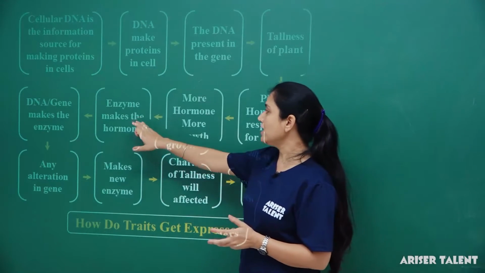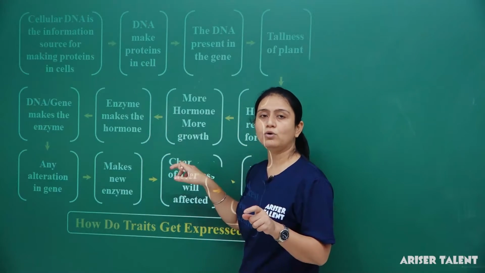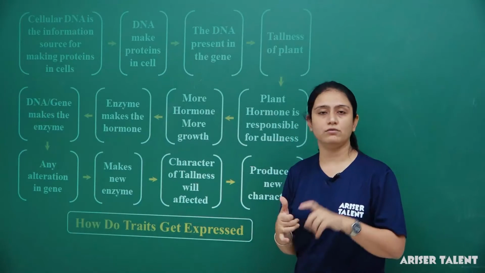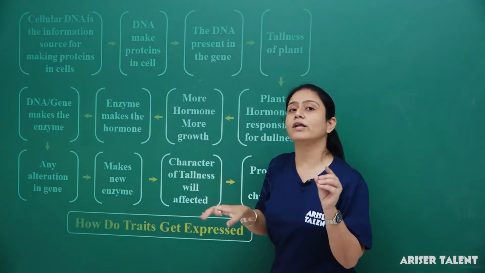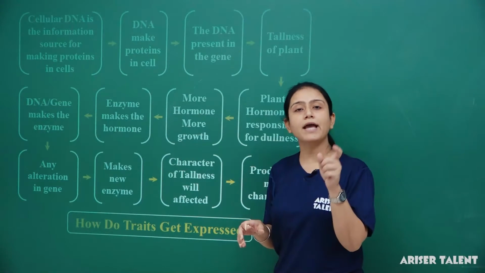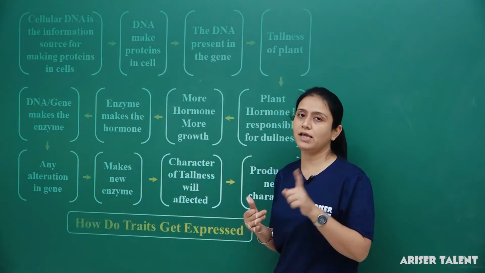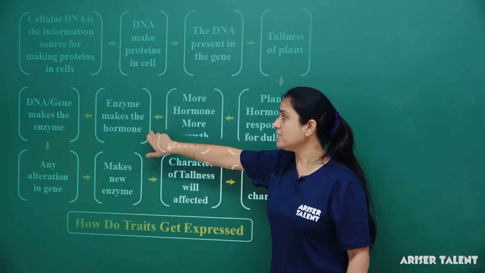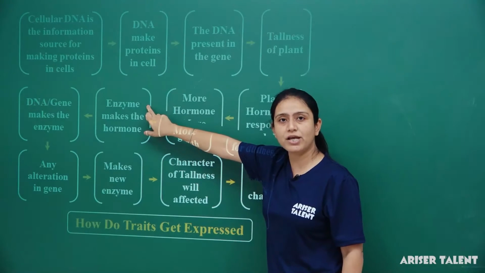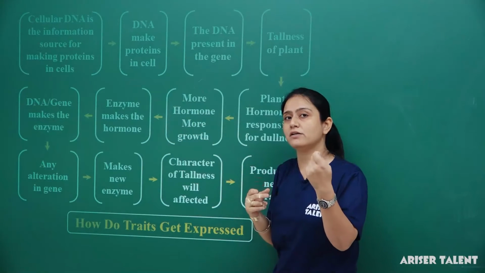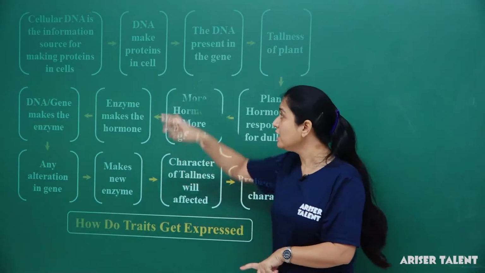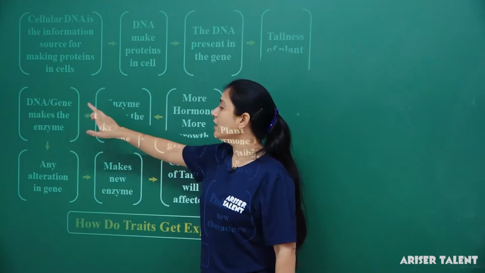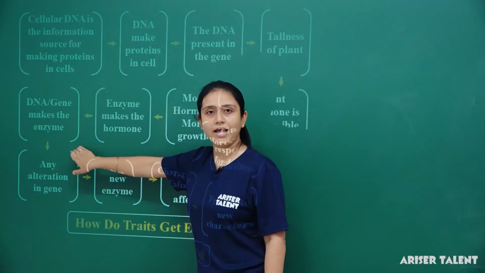So here genes make the hormones. We all know that hormones are what? Hormones are chemical substances present in the plant, and these are synthesized by enzymes. What are enzymes? Enzymes are synthesized by genes here. Okay, then DNA or gene makes the enzyme.